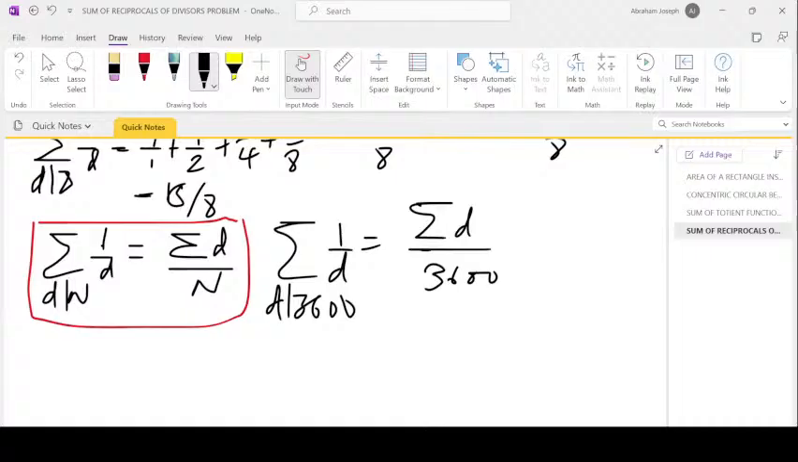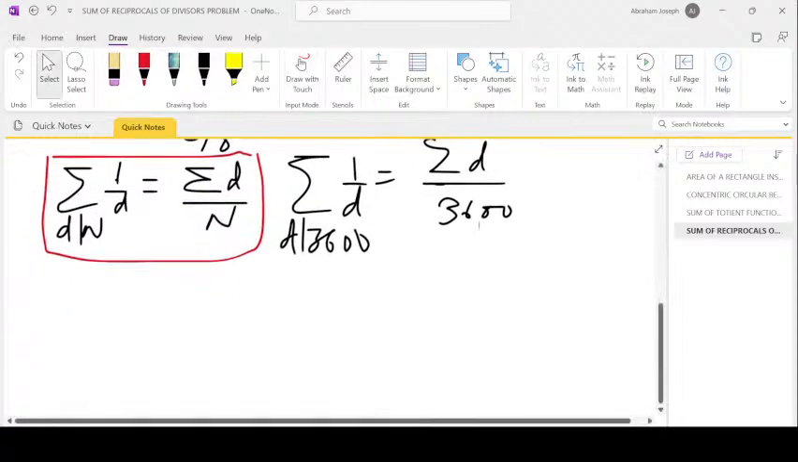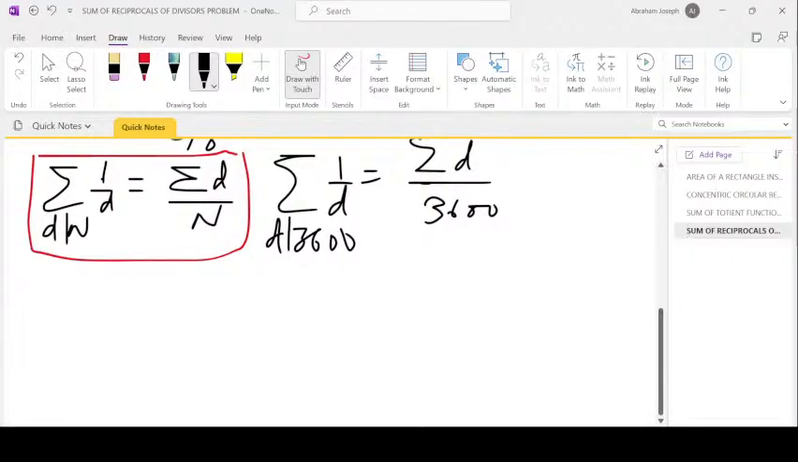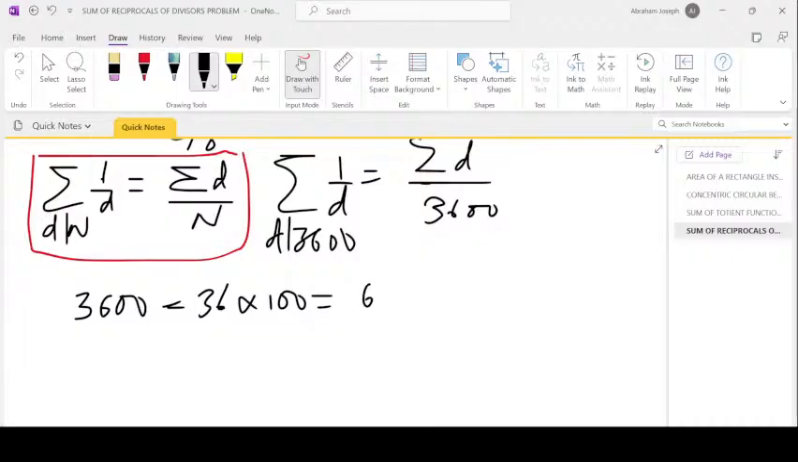Okay, so now the sum of divisors itself: if we want to list out all the divisors of 3,600, first of all, how many divisors does 3,600 have? Let's see all the possible divisors. You can now see that the problem will be to tackle the numerator. So, let's factorize 3,600. It is the same as 36 times 100, and 36 is 6 raised to power 2, times 100, which is 10 raised to power 2.